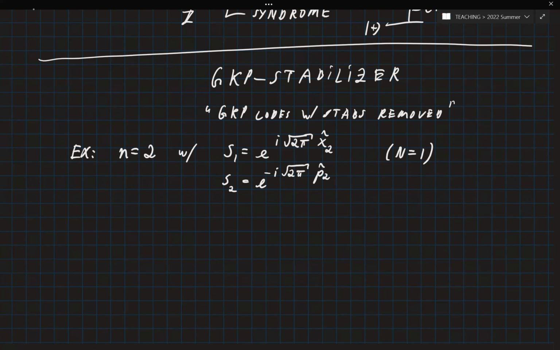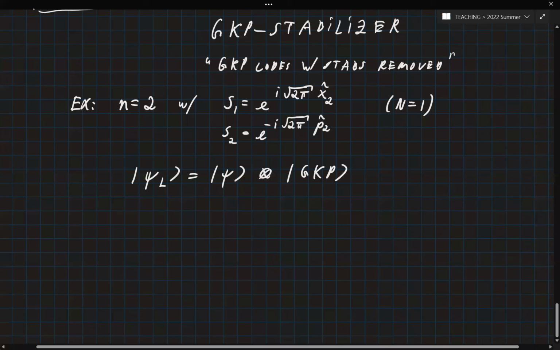But we have 2 modes. Well, we don't do anything to the first mode at all. Our first mode is a logical mode. And we stabilize the second mode in a unique GKP comb state. It's a unique state because capital N is 1 in that mode, and there's only a one-dimensional +1 eigenspace stabilized on that mode. So our logical states as of now are just any old state on the first mode, tensor this fixed GKP state on the second.